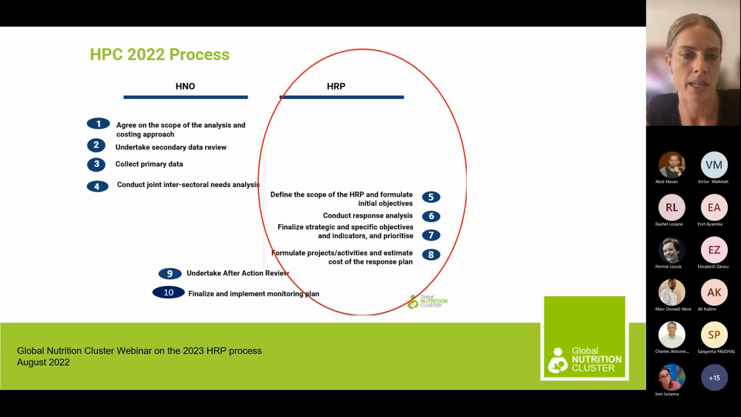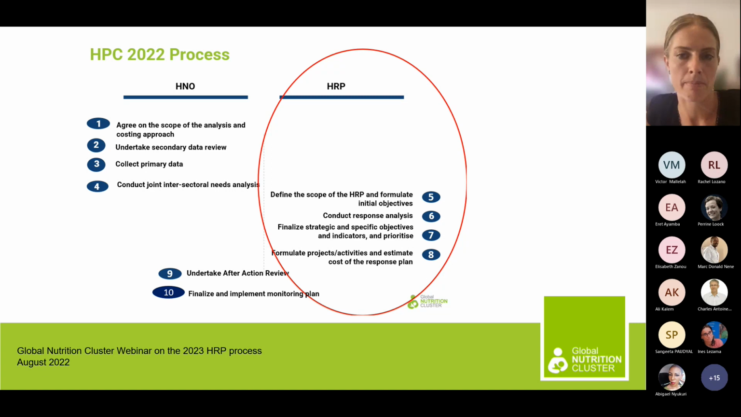Step 5 is defining the scope of the HRP and formulating the initial objectives, and includes the initial scoping of the HRP based on the results of the HNO, as well as the drafting of the preliminary intersectoral strategic and specific objectives. Step 6, conduct response analysis, consists of a review of possible response options and estimation of the target population number. Step 7, the finalization of strategic and specific objectives and indicators.